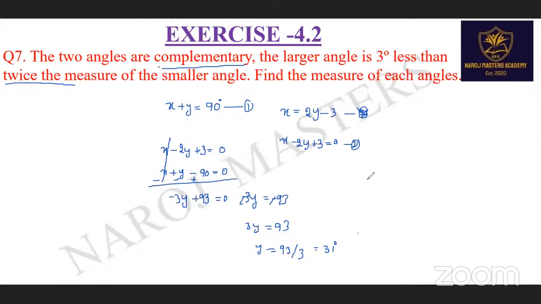Then find x. We know that x plus y is equal to 90 degrees. So x plus 31 degrees is equal to 90 degrees. Then x is equal to 90 minus 31. So this is how much? 90 minus 31 is 59 degrees. So x is equal to 59 degrees.